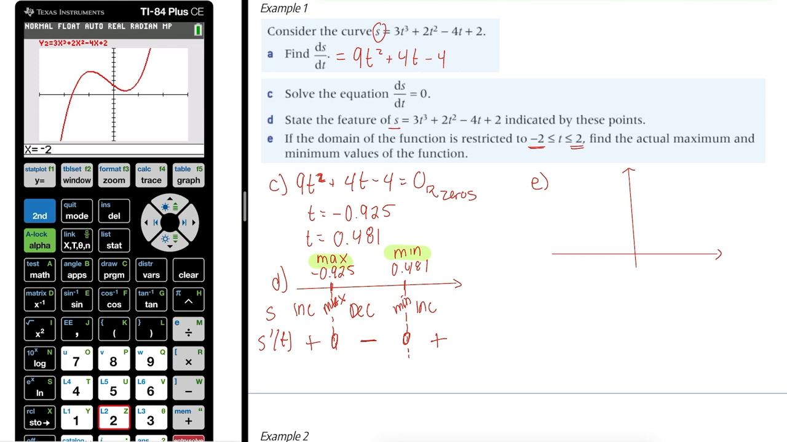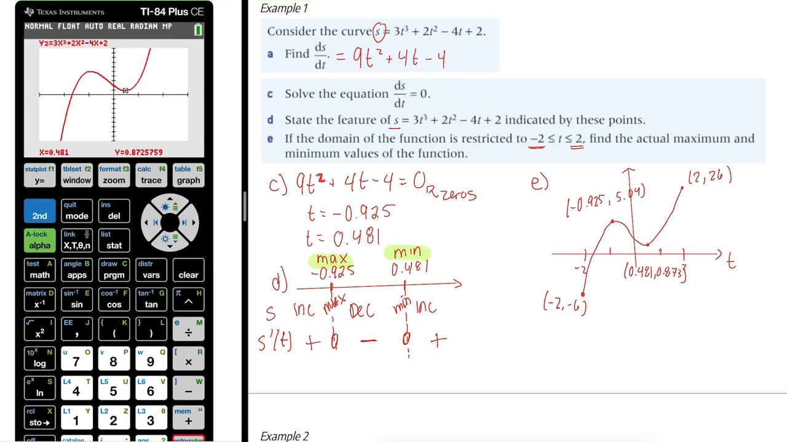So trace negative 2 is equal to, so when x is equal to negative 2, my y value is equal to negative 6. And then let's do the same thing, trace this time 2, and we have that for t is equal to 2, then we have a y value up here of 26, right? And for the local minimums and maximums, we know that the local maximum happens when x is equal to negative 0.925, and that local maximum is the coordinate 5.04 if we round to 3 significant figures. And then we can do the same thing for our local minimum point, 0.481, and we get that this y value is 0.873.